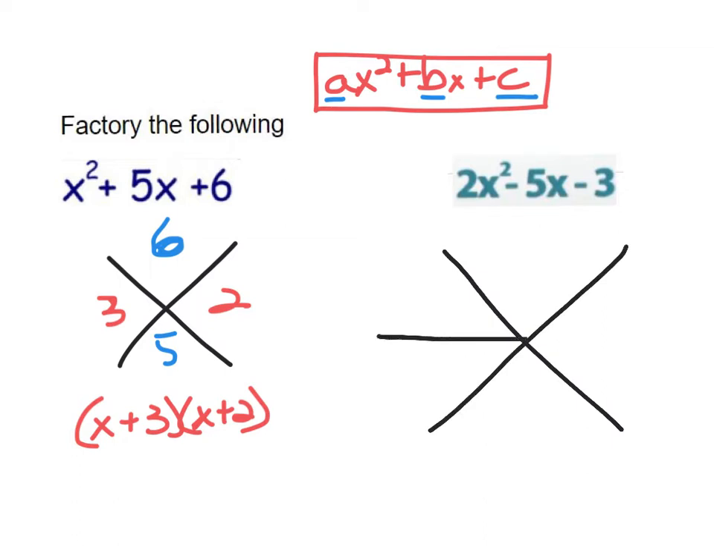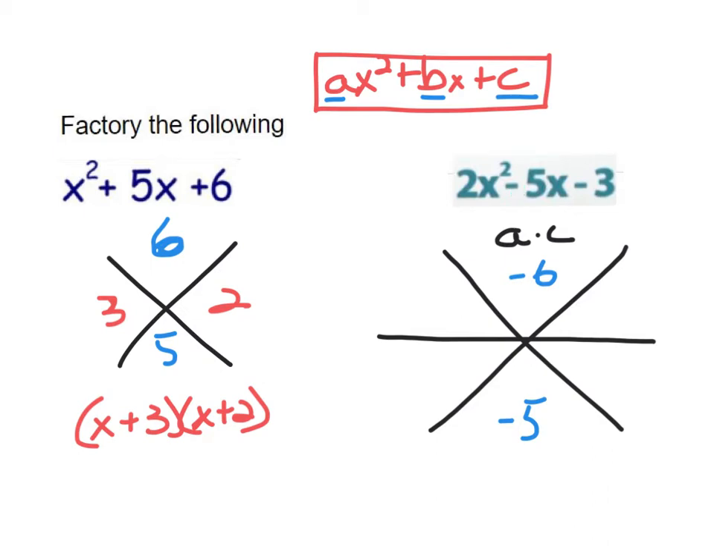And I want to remind you. So we were finding the factors of A times C, which in this case would be 2 times -3, which is -6. So we were finding the factors of -6 that combine to equal -5, because of the B here, -5.